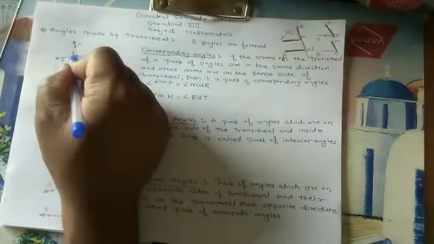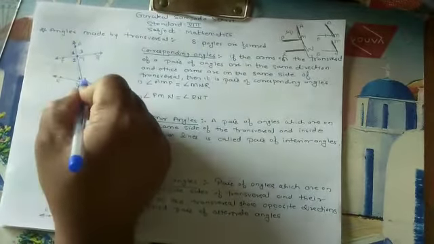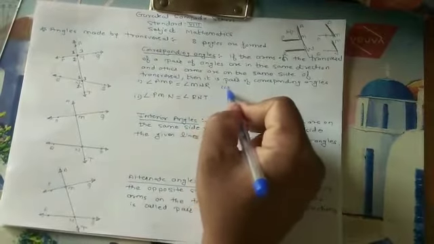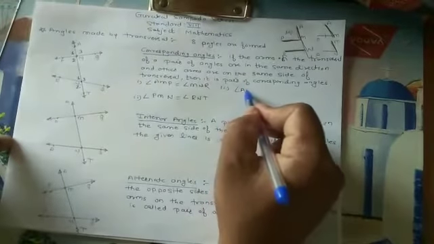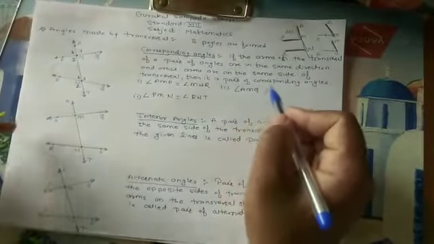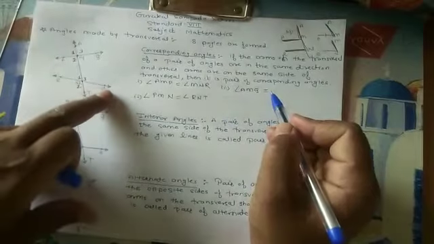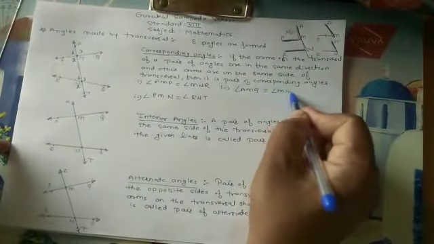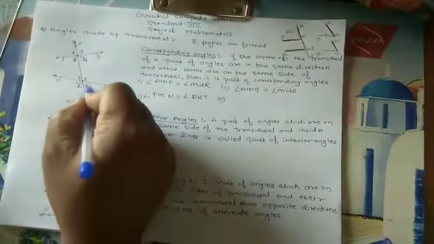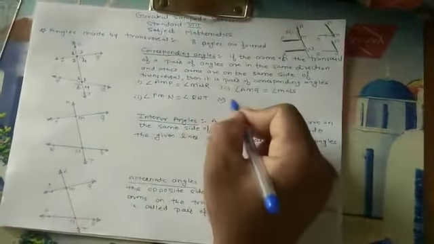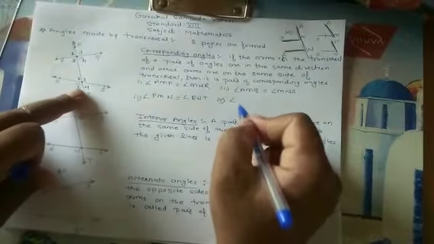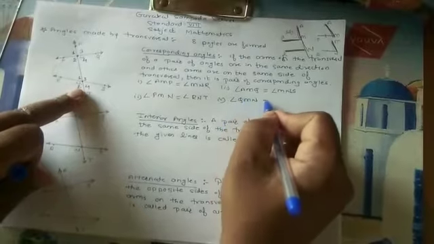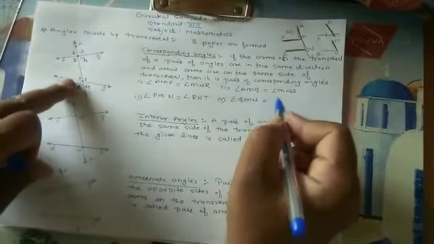The third pair: angle AMQ is equal to angle MNS. The fourth pair: angle QMN is equal to angle SNT.